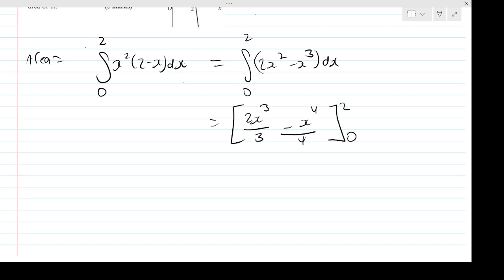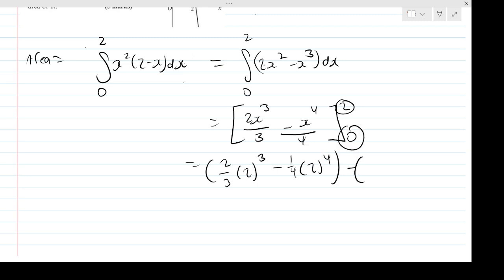So we're between 2 and 0, and at this point we're going to firstly substitute 2 in. So that'd be 2 over 3 of x cubed, that'd be 2 cubed, take away a quarter of 2 to the 4. Then we take away, and plug in the lower limit 0. So that'd be 2/3 of 0 cubed, take away a quarter of 0 to the 4. If we work all that out in the calculator, that should get me 4 over 3, 4/3, okay?